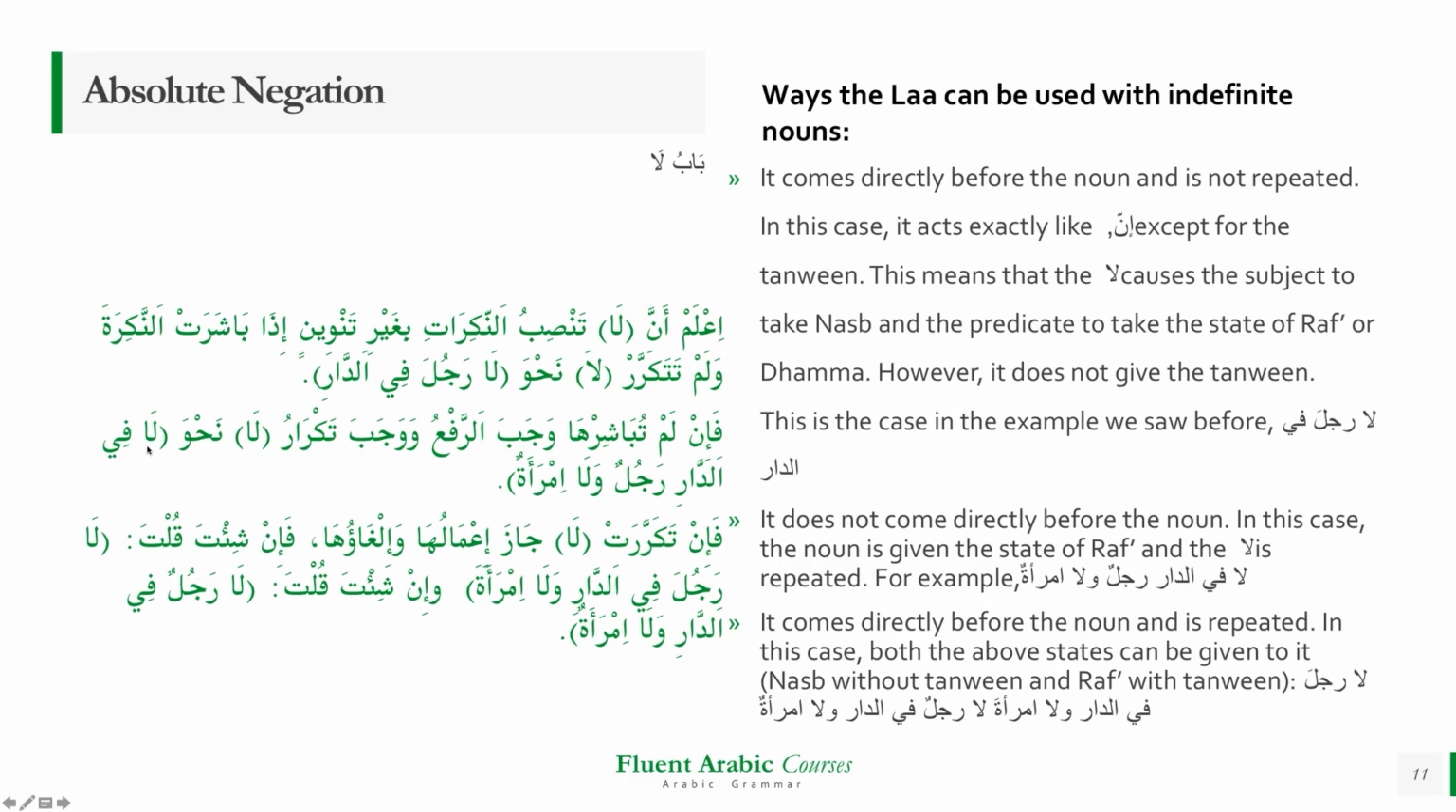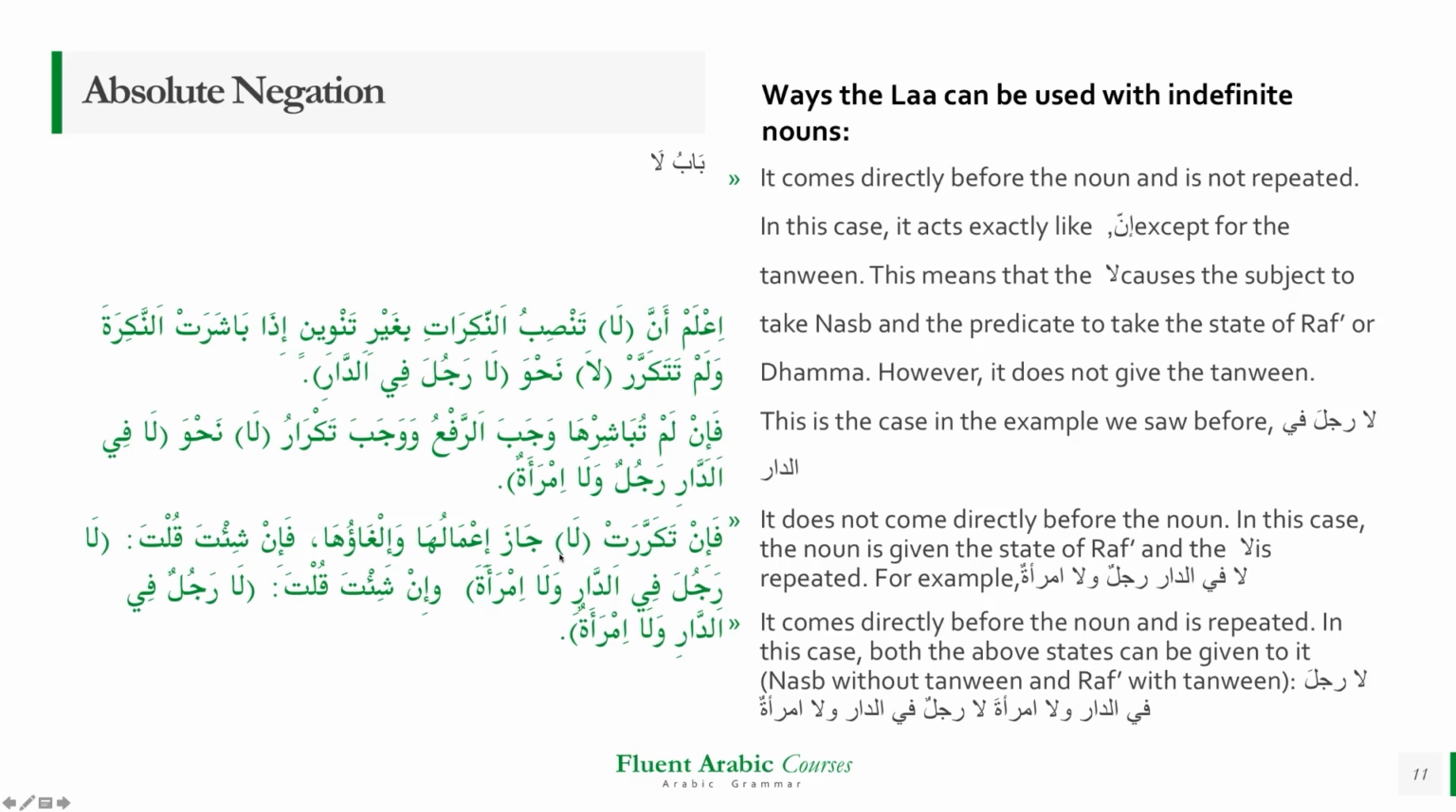But this is only one of the two opinions. The other scholars say that it is okay to use la without repetition, but it is preferred to have the repetition of the la. So if you say la fi dari rajulun, it is a correct sentence.